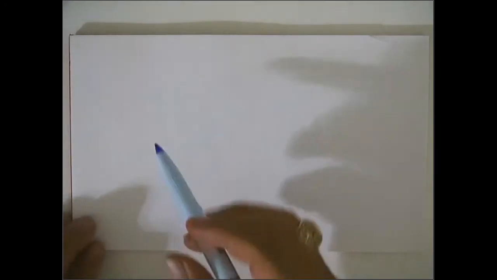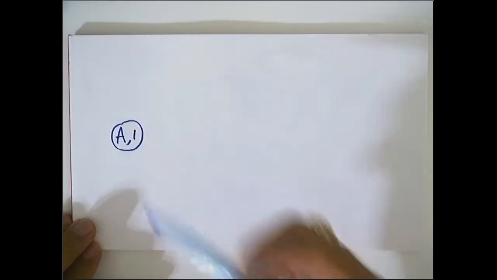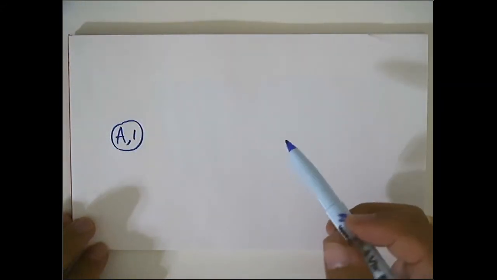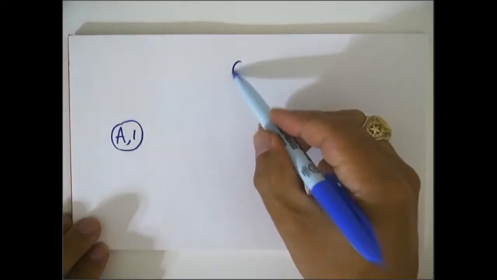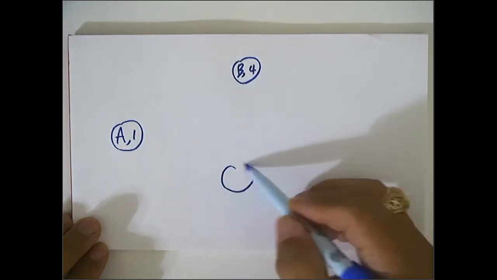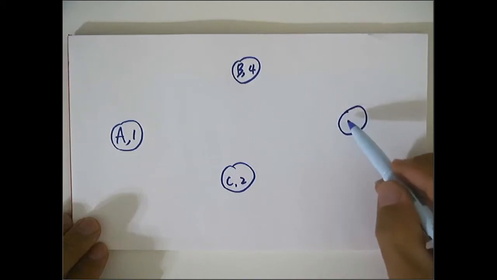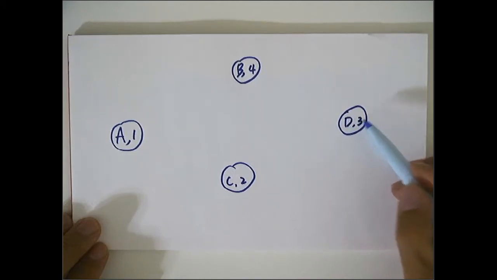This video explains how to compute ES, EF, LS, and F. First of all, we use a very simple example. Suppose we have node A, which takes 1 week, and node B, which takes 4 weeks, and node C, which takes 2 weeks, and then finally we can complete node D. Node D takes 3 weeks.